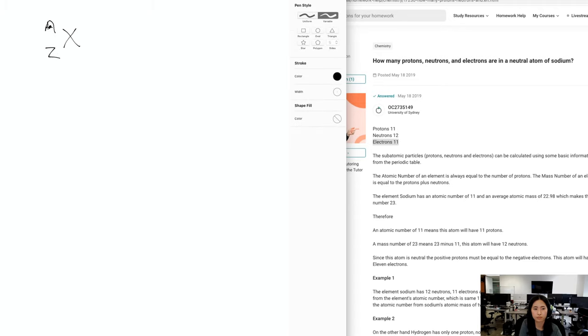So that's in the form X. So this A right here is basically your atomic mass, just as a recap. And this Z is atomic number. Again, I just wanted to check in to see whether you can actually see my handwriting on top of this question. So this X is your element.